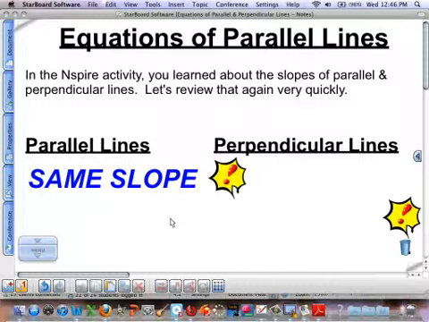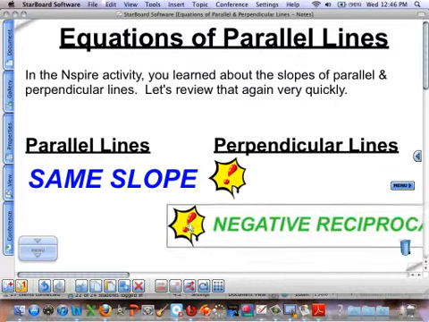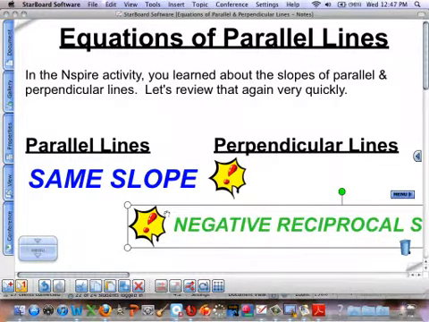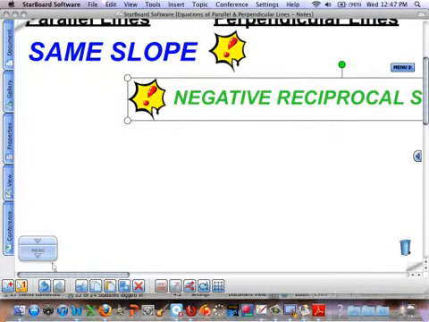And Taylor Smith, what about perpendicular lines? Not just reciprocal, but also, yep, opposite signs. So we have negative reciprocals for perpendicular. And so parallel lines are the same slope. Perpendicular means negative reciprocal. I want to practice a couple of things with you guys really quickly.